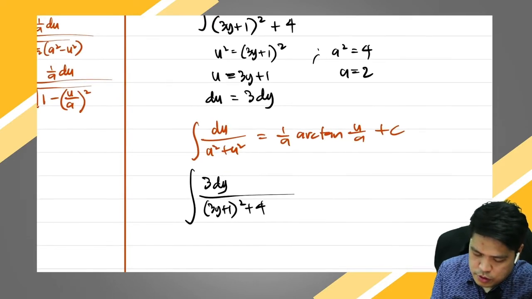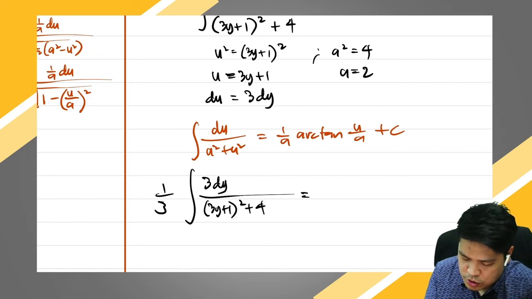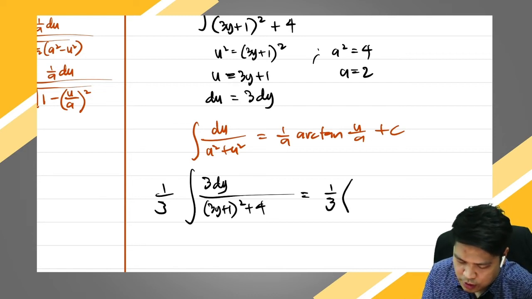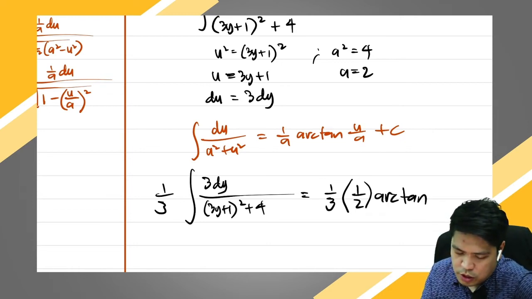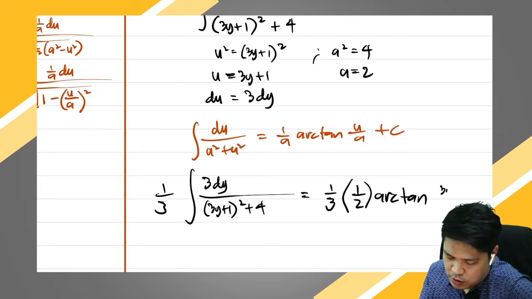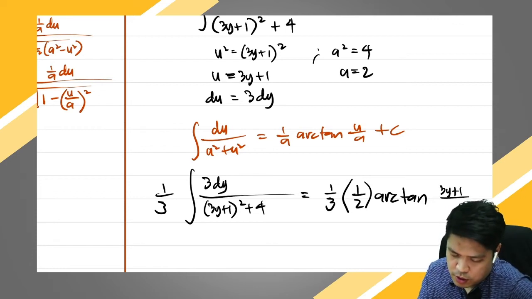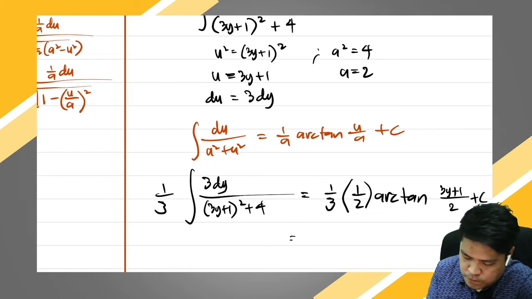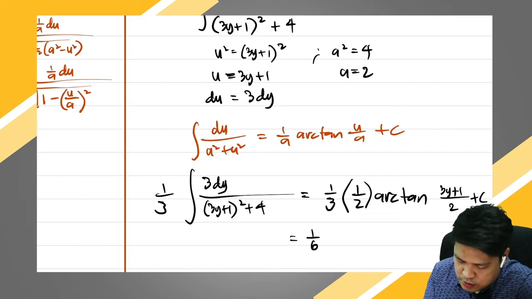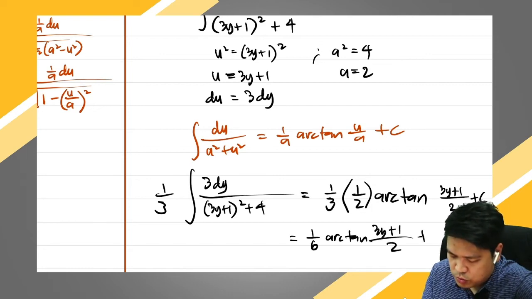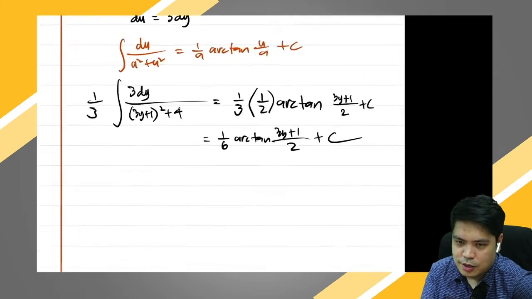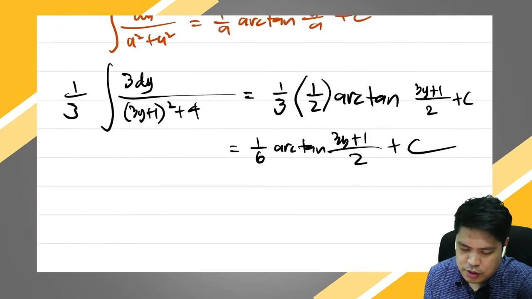Okay? So, we multiply this by 1/3 para maging pareho sila. So, our answer is 1/3 times 1 over a. So, yung a natin is 2. So, times 1/2 arc tangent u, which is 3y plus 1 over a, which is 2 plus c. So, our answer is 1/6 arc tangent 3y plus 1 over 2 plus c. Uy, hindi na nakita. Yan. So, that is the answer. Our answer.